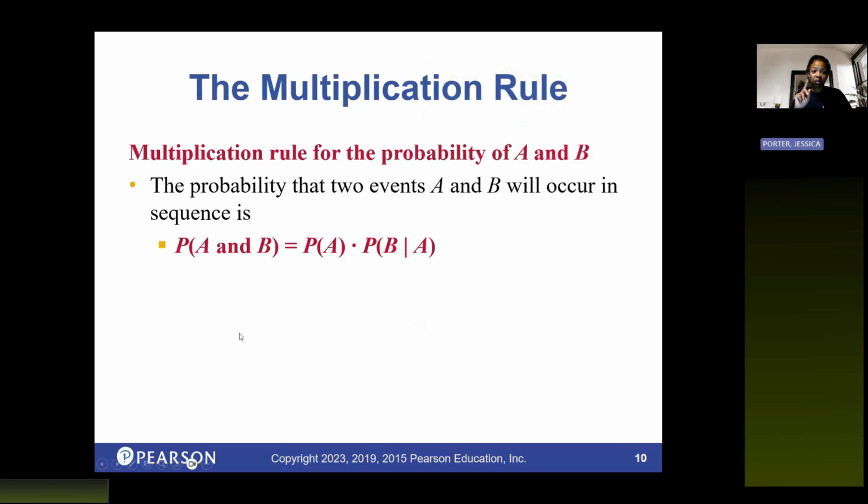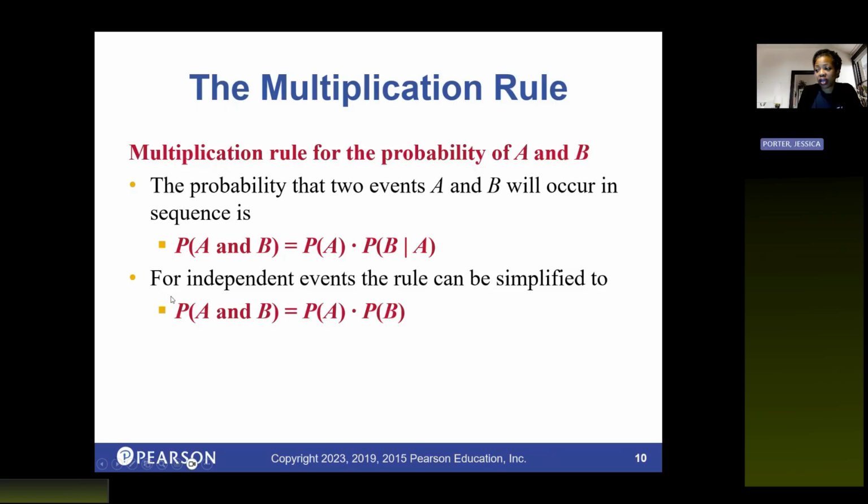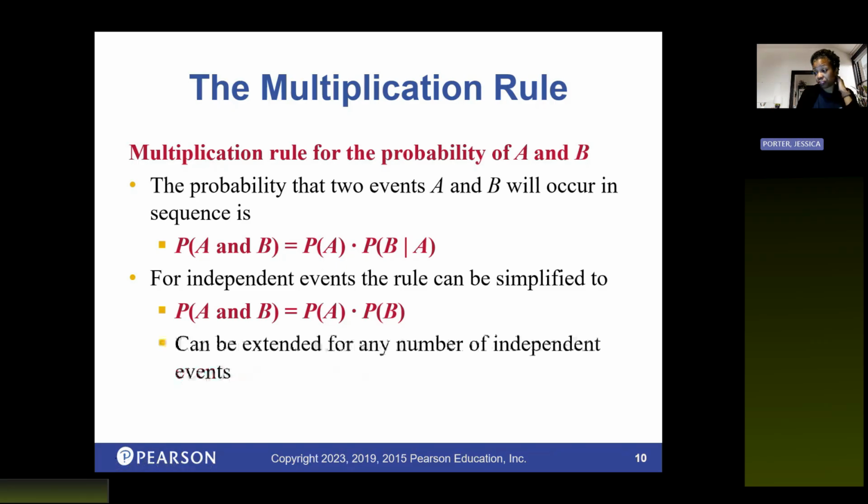All right. We're going to start with the multiplication rule. So the probability that two events A and B will occur in sequence is the probability of A times the probability of B given that A has occurred. The probability of A and B is the probability of A times the probability of B given that A has occurred. And if you've got independence of events, it's going to be the probability of A times the probability of B.